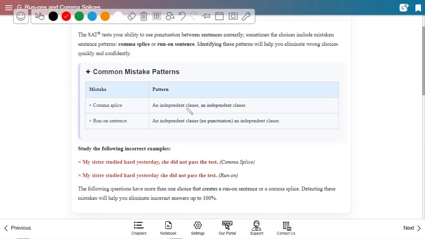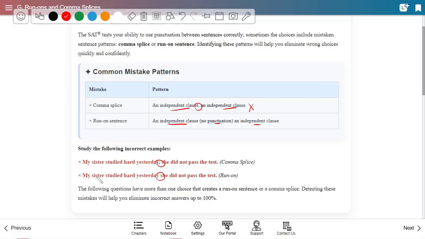The comma splice is an independent clause, comma, independent clause. This is a mistake. The other mistake is an independent clause, nothing, independent clause. For example, my sister studied hard yesterday, comma, or nothing, she didn't pass the test. The first one is a comma splice, the second one is a run-on, and both of them are mistakes.